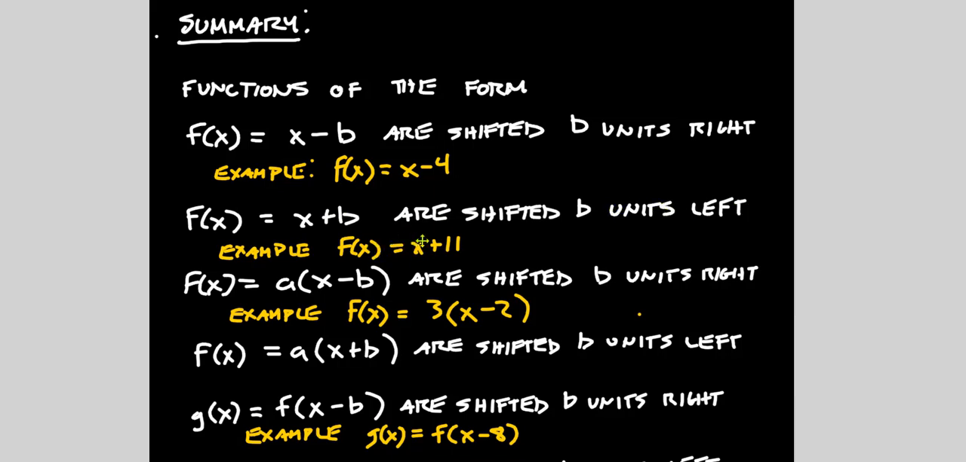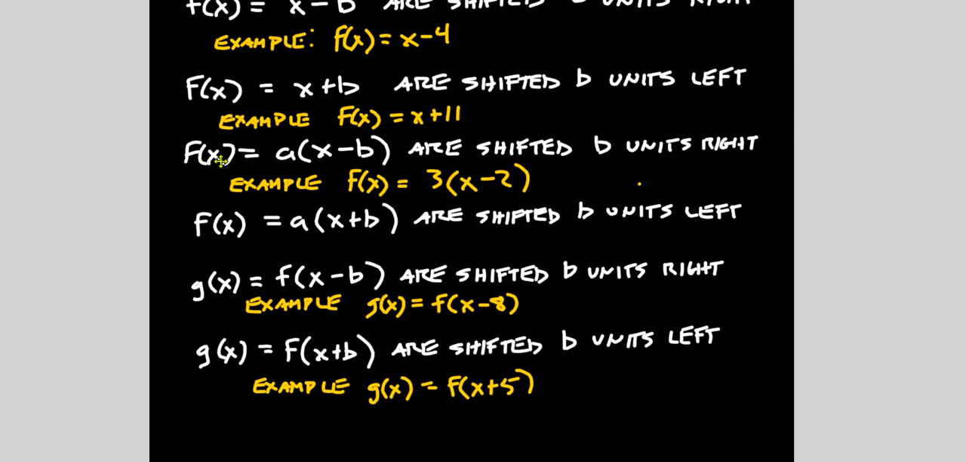For example, f of x equals x plus 11. f of x equals a times quantity x minus b, that's a slope of a, would be shifted b units right. For example, f of x equals 3 times quantity x minus 2 would be a function with a slope of 3 shifted 2 units to the right from the function f of x equals 3x. If I have f of x equals a times quantity x plus b, that would be shifted b units to the left.